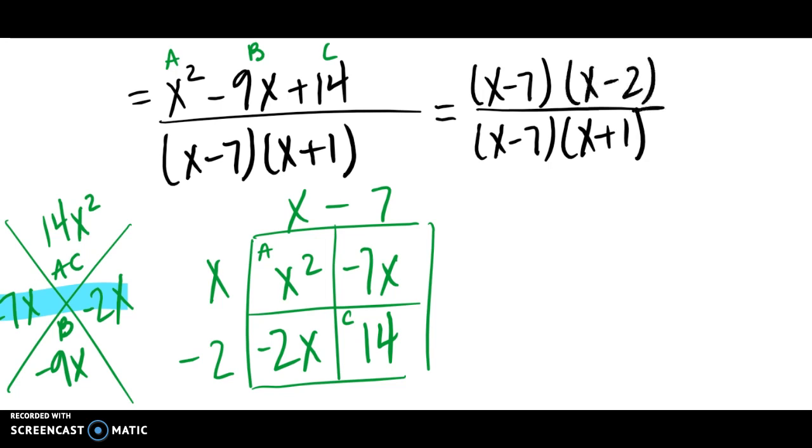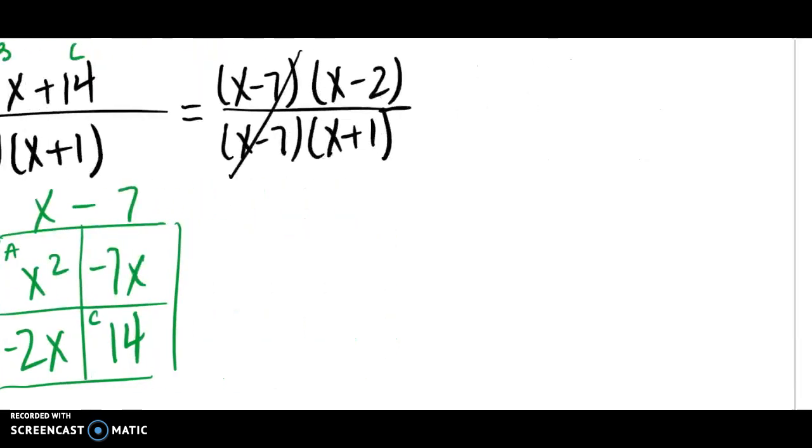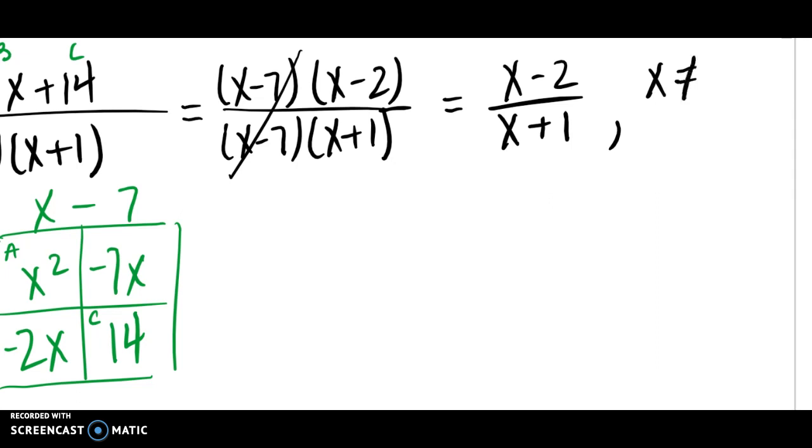Now you can see that the top and the bottom, x minus 7, is going to cancel out. So our answer is just x minus 2 over x plus 1, and then we have to write that x cannot be positive 7 because of here, and x cannot be negative 1. This is our answer.